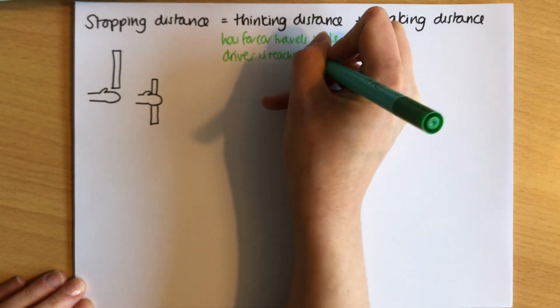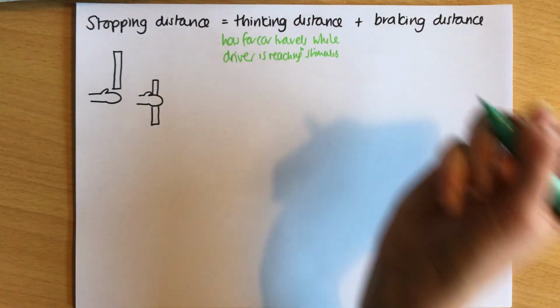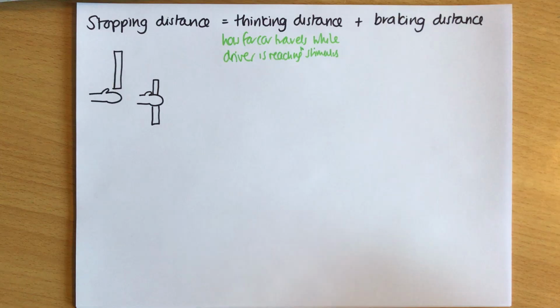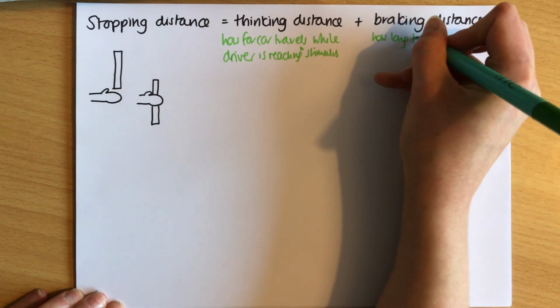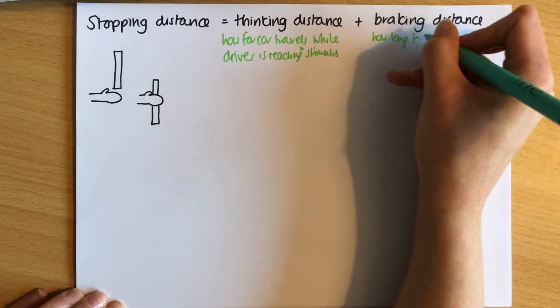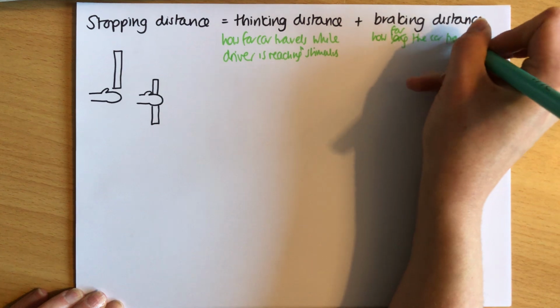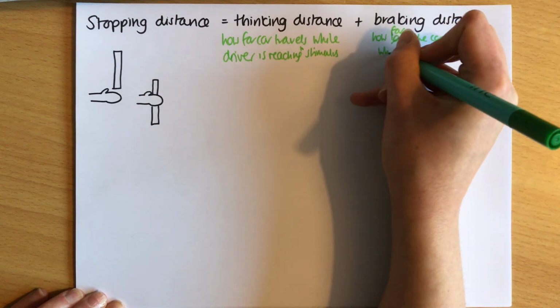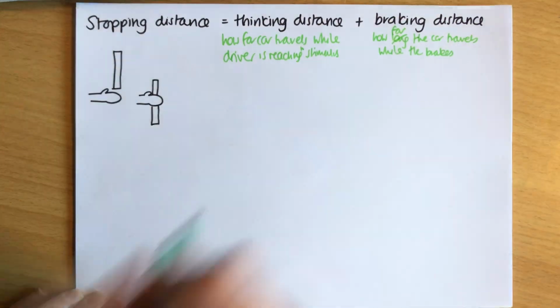So let's say you see a dog on the road and you slam the brakes on. The time it takes for you to realise, oh, there's a dog, and for you to move your foot to the brake is the thinking distance, because you'll still be travelling at that point in time. The braking distance is how far the car travels while the brakes are applied, because they don't work straight away. They have to gradually slow the car down.